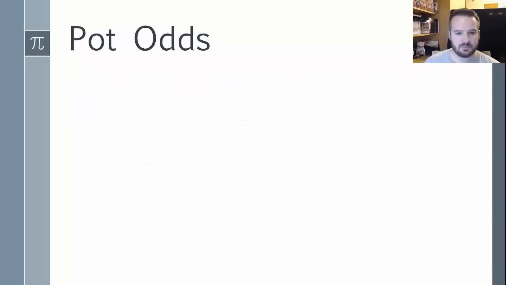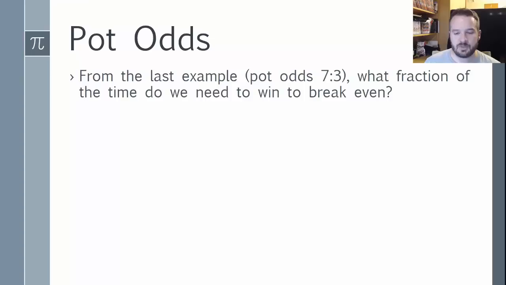So let's continue. From this example, if we're getting pot odds of 7 to 3, what fraction of the time do we need to win to break even? I talked a little bit earlier about going from ratios to fractions, so I'll give you a second to do that on your own and try to work that out. Time's up. Hopefully you paused the video if you needed more time.